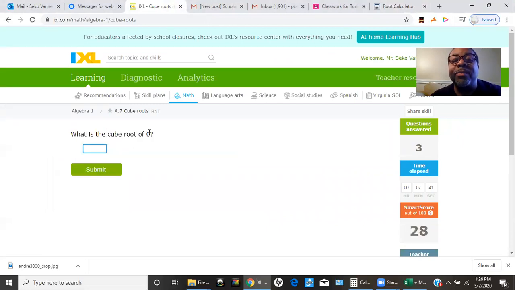What is the cube root of 0? I know you can figure that one out, okay? So I'm going to stop the recording, and I want you to follow up and finish A7. You can do it. So do it to it.